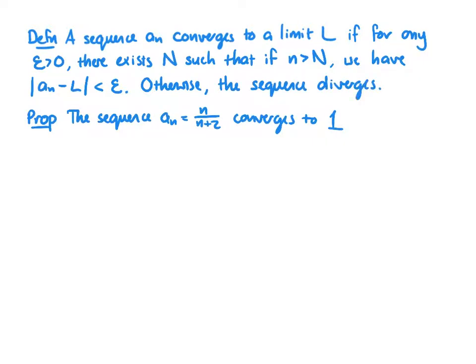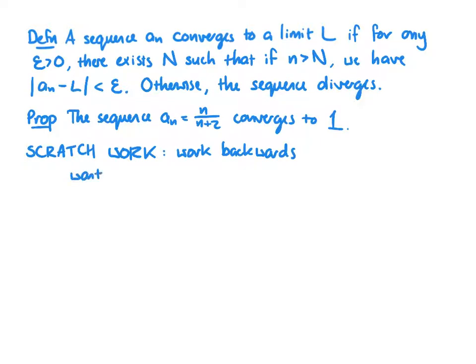Okay, so back to proving that n over n plus 2 converges to 1 using this definition that we have. The important part of this is we have to do some amount of scratch work. I'm not sure how this would be possible otherwise. So the idea normally is to work backwards. So we say what we want.